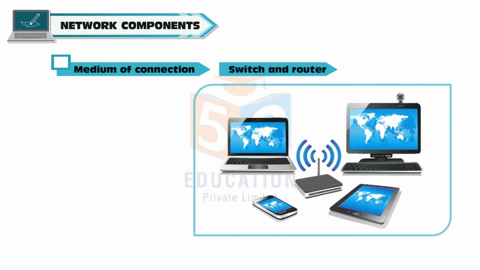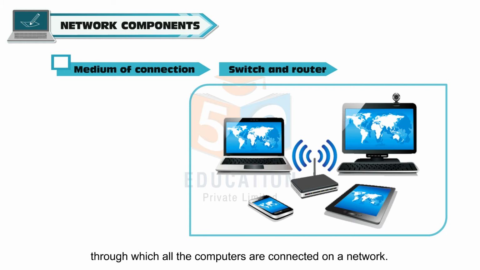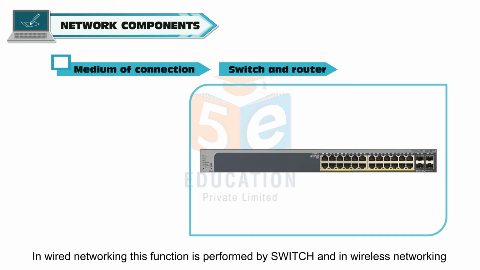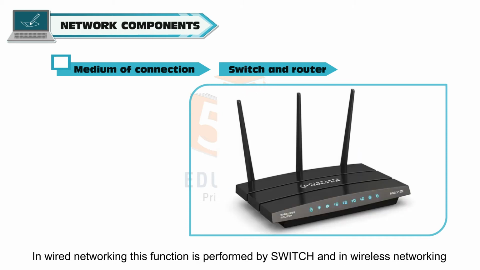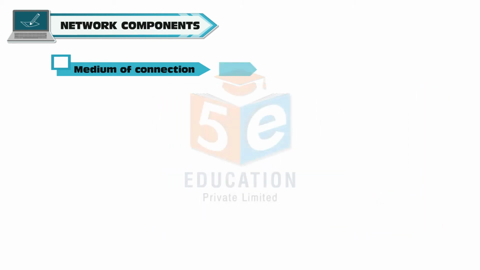Switch and router. When a network has more than two computers, then we need a central point of connection through which all the computers are connected on a network. In wired networking, this function is performed by switch, and in wireless networking, routers are used to transmit radio signals.